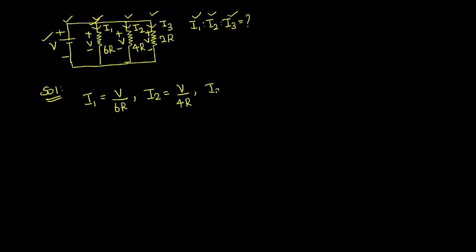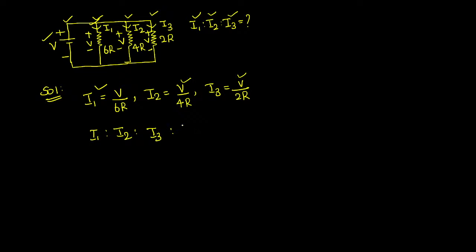Similarly, if you go for current I3, how can you write? The value of current I3 can be written as voltage V divided by resistance 2R. That's all. Now the question is we have to bring the ratio between I1, I2, I3. So if you take the ratio between I1 versus I2 versus I3, what will you obtain? It's very simple logic, right?